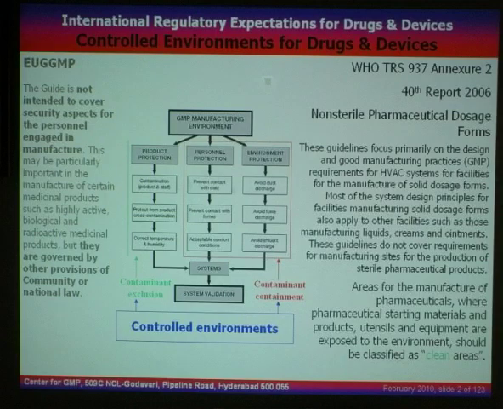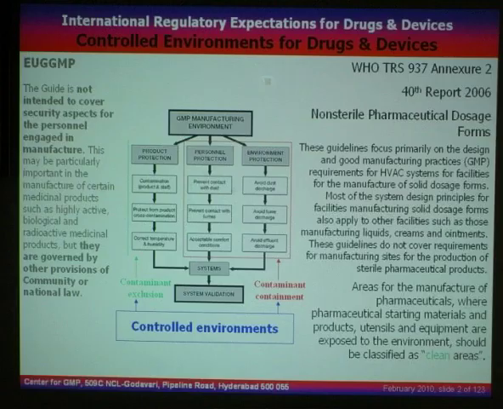EU GMP and other regulators had always maintained the guide is not intended to cover security aspects for the personnel engaged in manufacture. This may be particularly important in the manufacture of certain medicinal products, such as highly active, biological, and radioactive medicinal products. But they are governed by other provisions of community or national law.